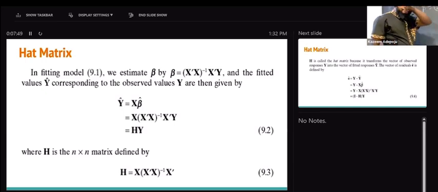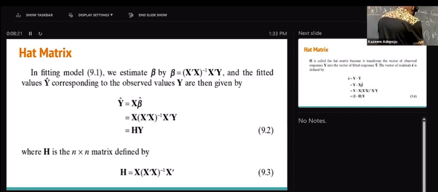I think you remember that. Okay, now, when I plug in that beta cap, I'm actually going to have HY. The hat, the H, is anything that has to do with the X. Do you see that? The hat matrix depends on the explanatory variable. That's what we mean.